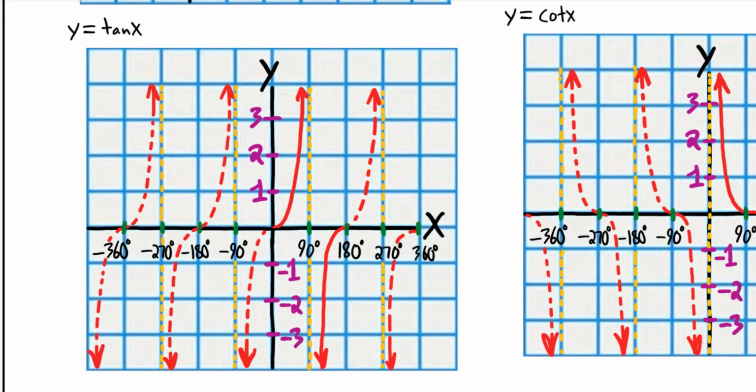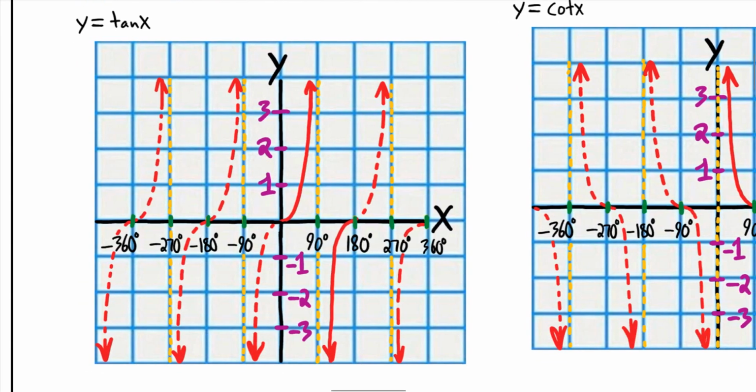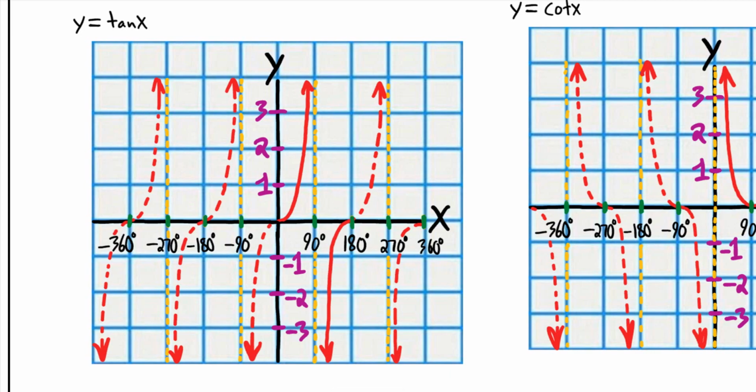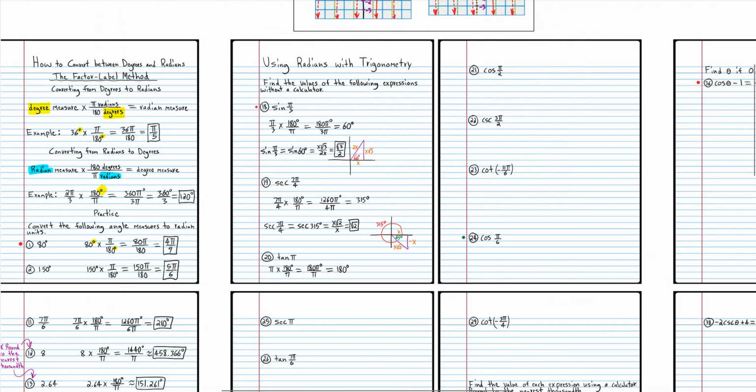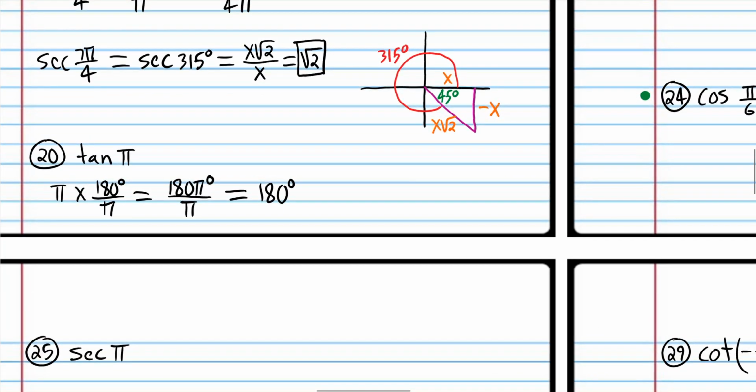We need to find the x value, or find the point on the red curve that has an x value of 180 degrees. Here's 180 degrees right here. And what is the y value on the red curve? Well, it's obviously 0. This point here, that pink point, is 180, 0. So when x is 180, y is 0. So tangent pi is the same thing as tangent 180, which is 0.